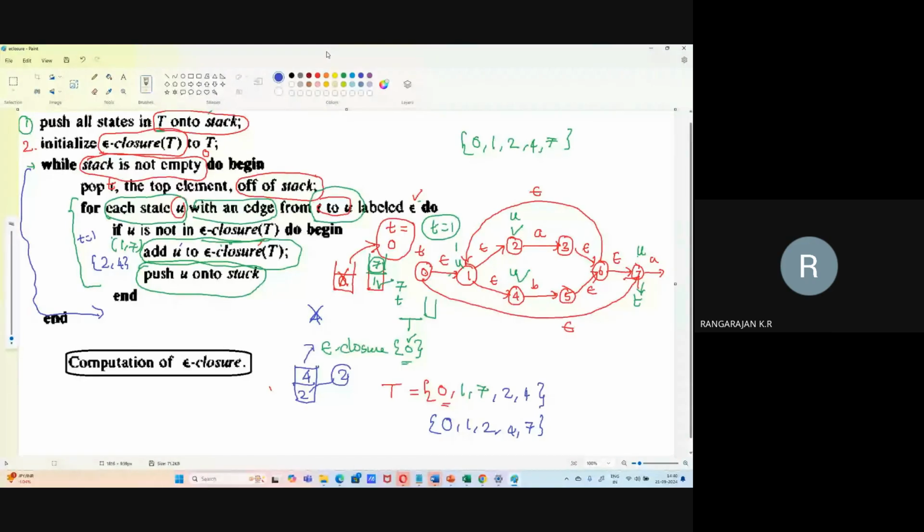Yeah, got it, sir. Okay. Next, we have another algorithm for subset construction.